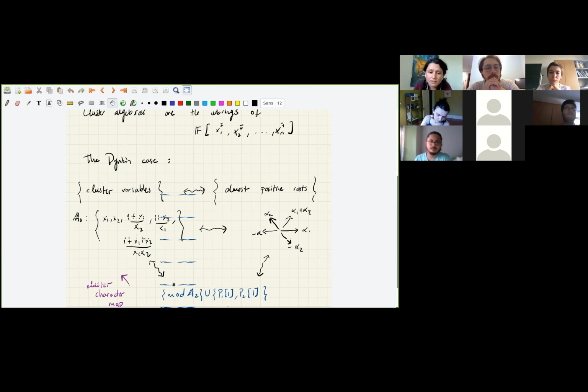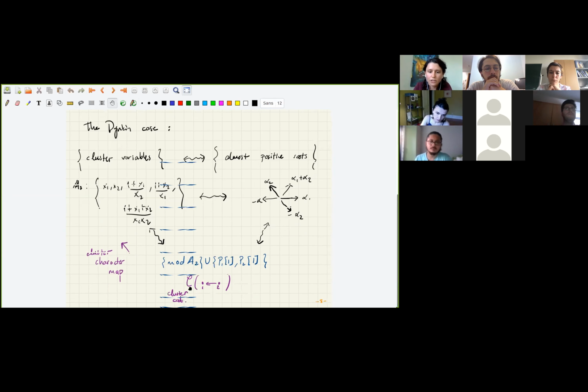The first try was the module category, of course, but this is not enough, because if we consider A2, the module category of this quiver will have only 3 objects, 3 modules. So this wasn't enough. The cluster categories were introduced to extend the module category a little bit, to be able to cover this beautiful combinatorics. If you consider the cluster category over A2, we will have 5 objects.